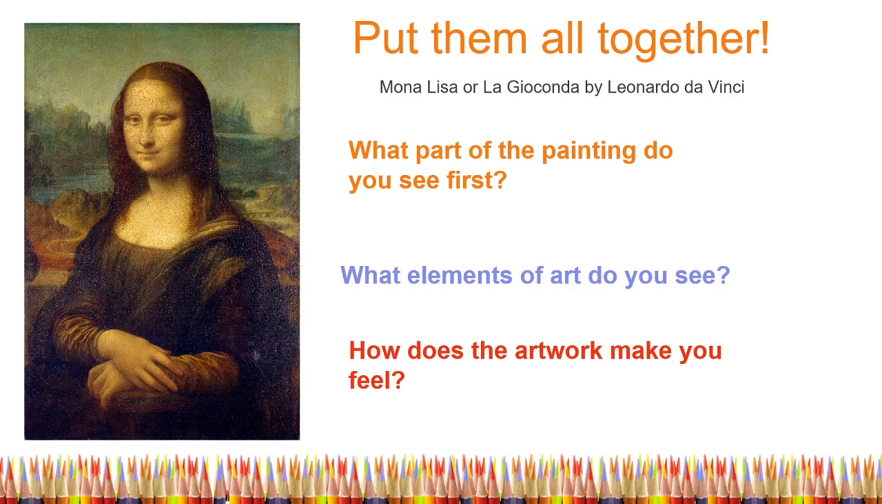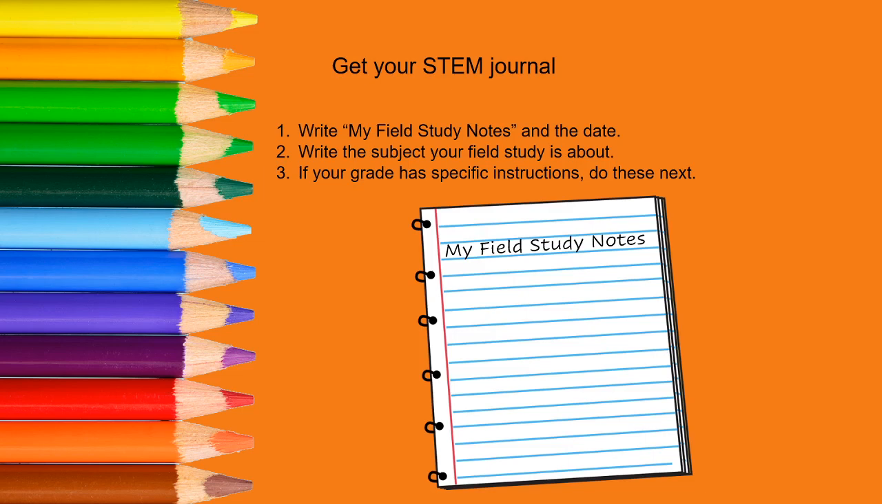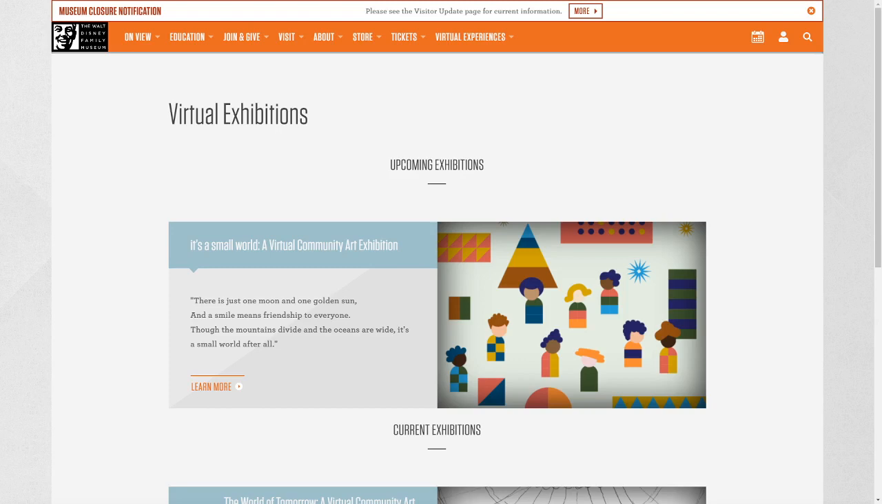So that was our exercise. That was not your assignment. Your assignment, first, you're going to go get your STEM journal. Remember, you're going to write my field study notes and the date. Write what your field study is about, and your grade will have specific instructions. But before we do that, we're going to talk about where you're going to explore.